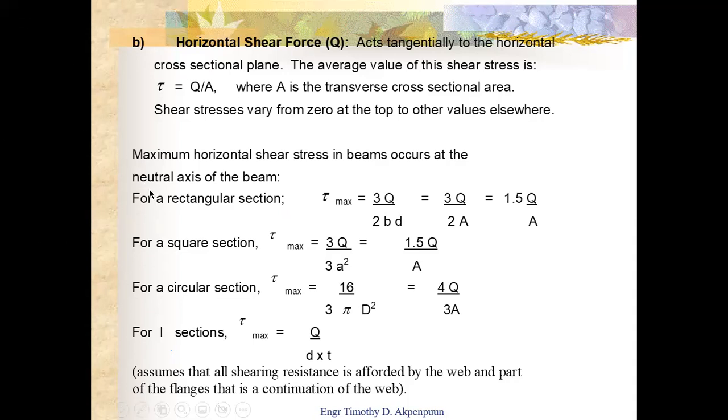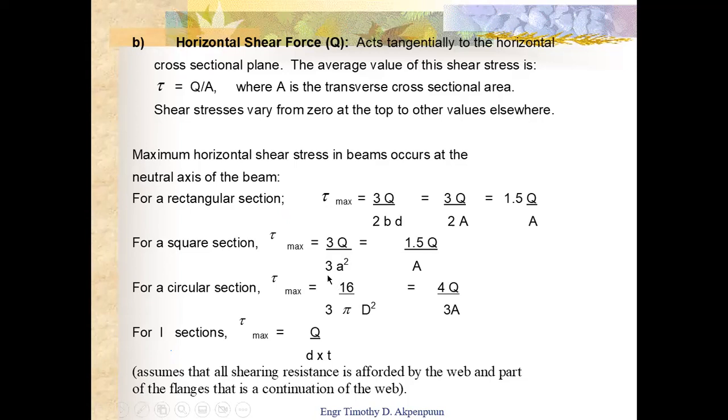So look at it for horizontal shear force. These are for the different shapes. For a rectangular shape, this is what you have, B times D. And for a square section, you have here a squared. That small a squared stands for 2x2. Since it is 2x2, instead of saying 2 times 2, you can say 2 squared.